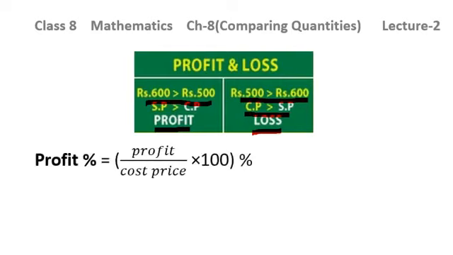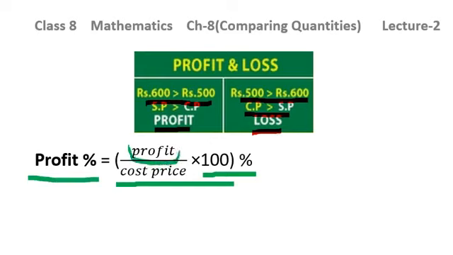Then if you are supposed to find the profit percentage, which formula will you use? Directly write profit in the numerator and CP, that is cost price, in the denominator, multiplied by 100%, and you will get profit percent. One more thing: profit percent and loss percent are always calculated on the cost price, that is CP.